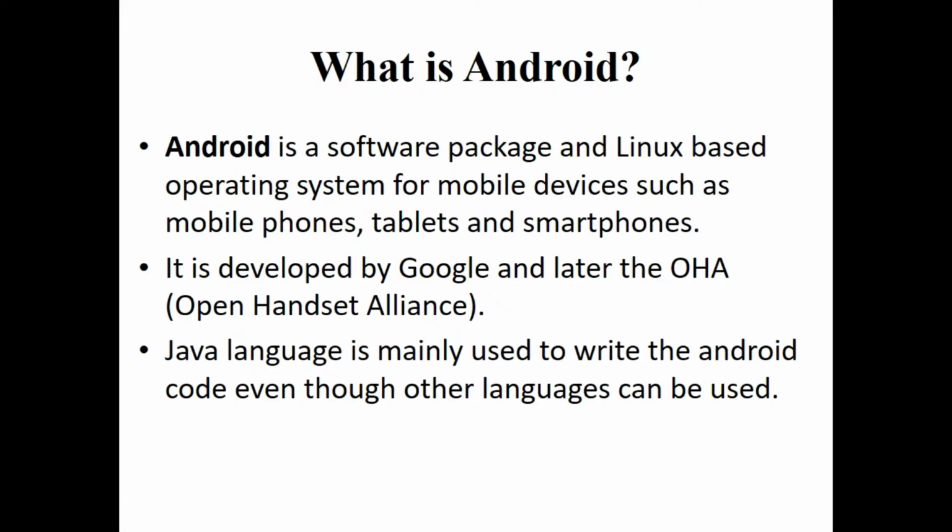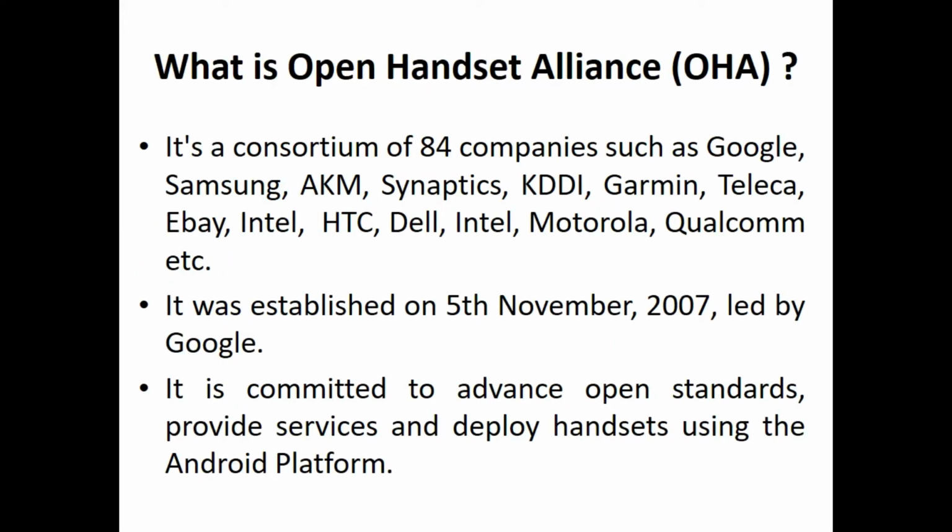The main language used to build the Android operating system is Java. So the basic language for developing an Android application is Java. Nowadays we are also using Kotlin, but Kotlin is also based on Java.